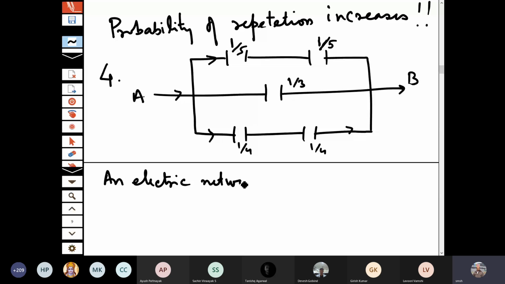Basically, it means that the command flows from A to B. In electrical, it will become current. In electronic, it may be data transfer or signal transfer. In mechanical, it could be some shock transfer or pressure transfer or any kind of thing. So an electric network.